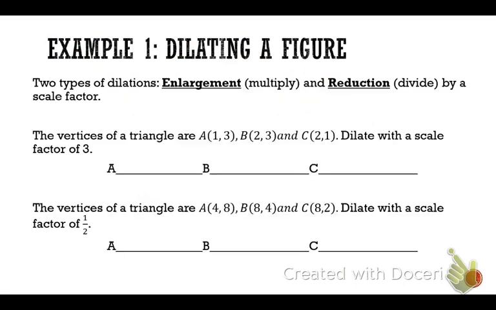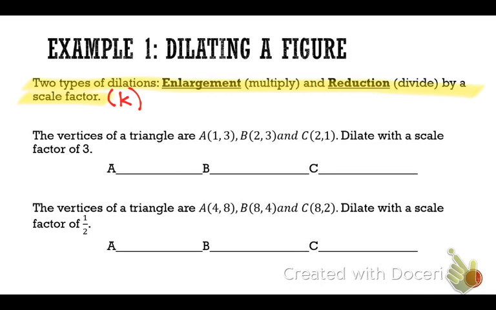Okay, but here's where we really get into the important part of the lesson. There are 2 types of dilations. An enlargement, where you would multiply the ordered pairs by a scale factor, or a reduction, where you would divide by the scale factor. You also need to know that the scale factor, the variable that they use, is a k. You're going to see that on your homework. It's going to say k equals 3, or k equals 5, or k equals 1/2. That variable k stands for scale factor. I have no idea why. That's what it is. So k is your scale factor variable.